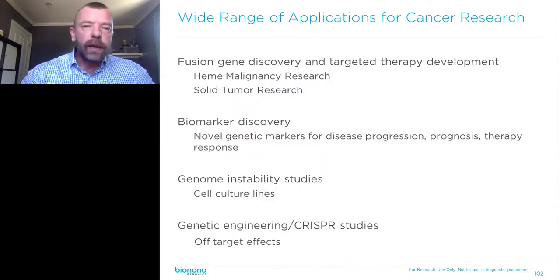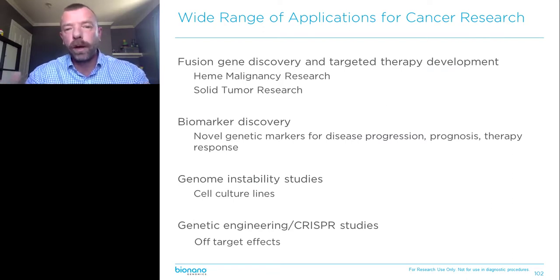So to summarize, I think in cancer research, there's just a wide range of applications of this long-range SV detection method. We can discover new fusion genes and help with targeted therapy development. We can help with biomarker discovery and find new genetic markers for disease progression or prognosis of therapy response. We can help culture cell lines and find out genome instability and repair mechanisms. And of course, our technology can be used to look for off-target effects in CRISPR and genetic engineering studies, etc. as well. We have results on all that.